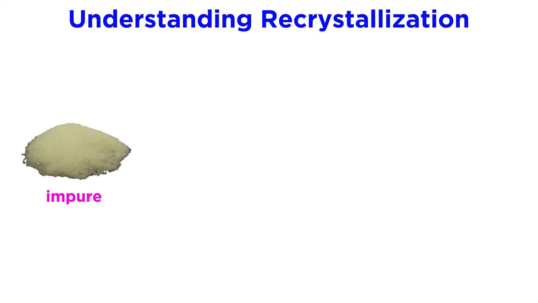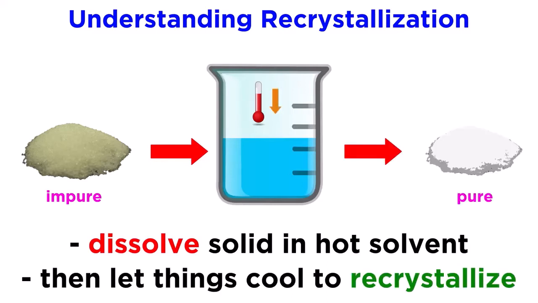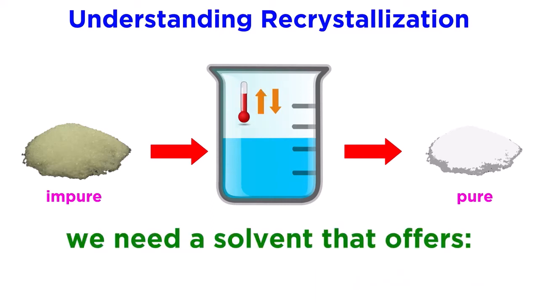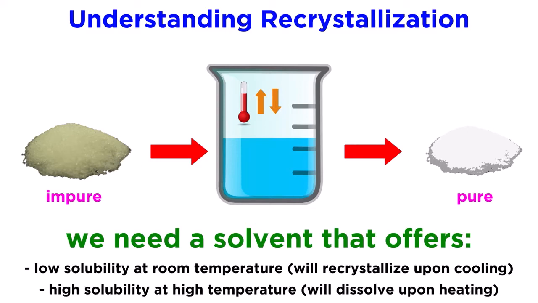So recrystallization is quite a simple technique. It really just consists of dissolving a solid in hot solvent and then allowing things to cool so that it crystallizes again, but this time with very little of the initial impurity within the lattice. The trick is to choose the correct solvent that will allow this to proceed properly, since we need the solid to be relatively insoluble in this solvent at room temperature, yet soluble at higher temperatures.